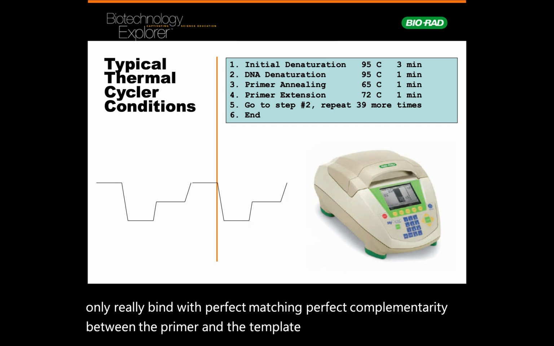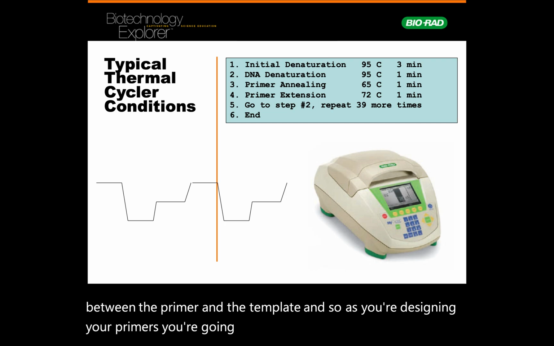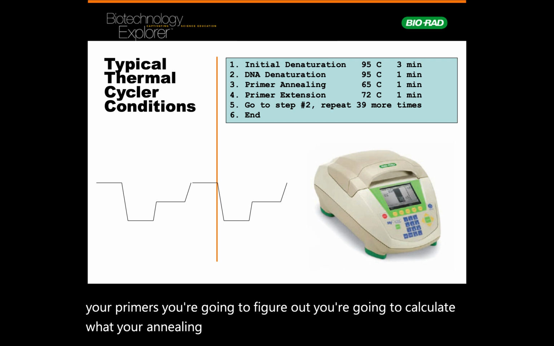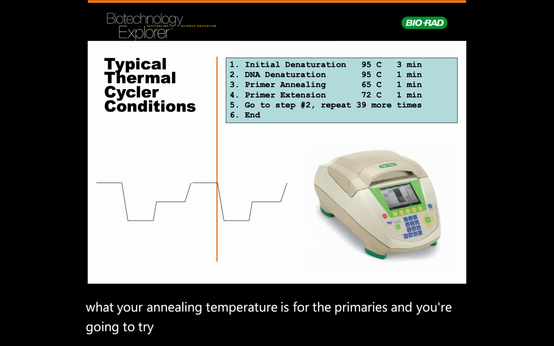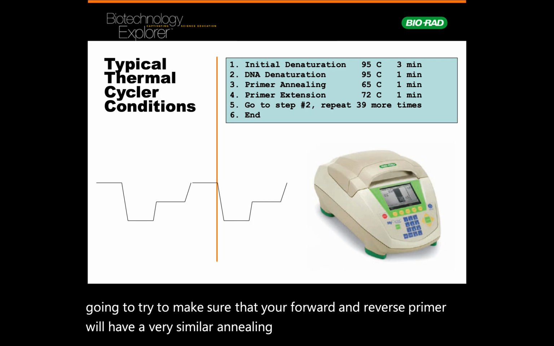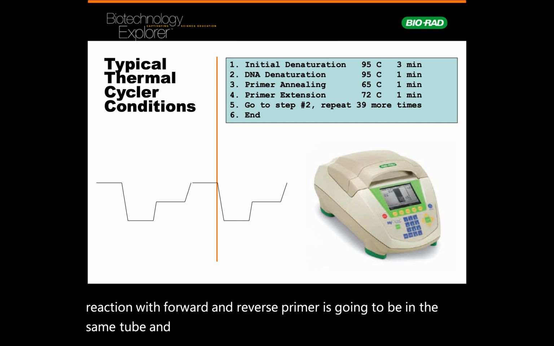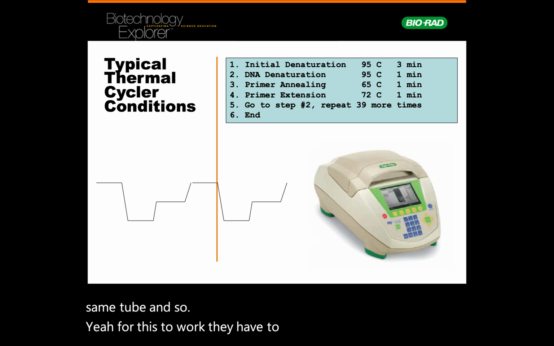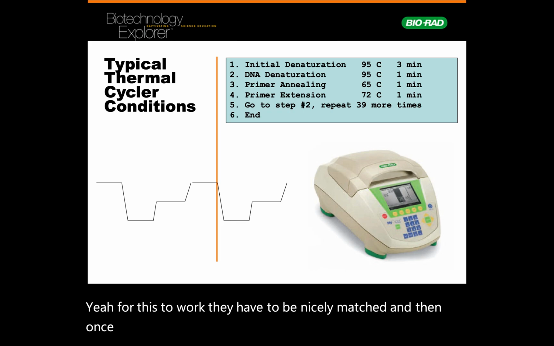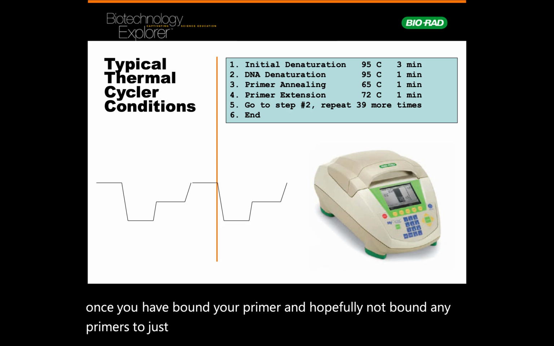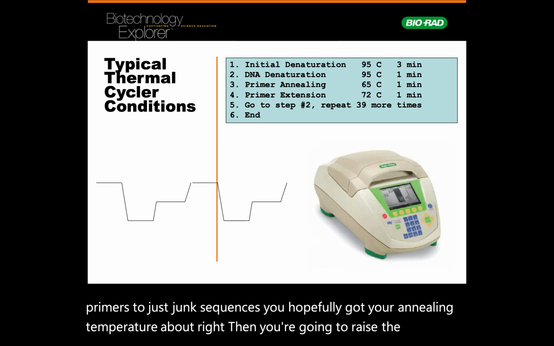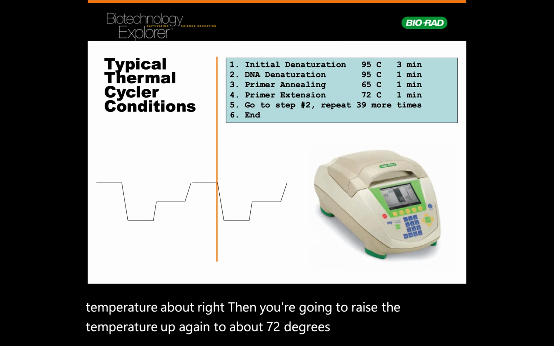And so as you're designing your primers, you're going to calculate what your annealing temperature is for the primers. And you're going to try to make sure that your forward and reverse primer will have a very similar annealing temperature, because the whole reaction with forward and reverse primer is going to be in the same tube. And so, yeah, for this to work, they have to be nicely matched. And then once you have bound your primer, and hopefully not bound any primers to just junk sequences, hopefully you've got your annealing temperature about right, then you're going to raise the temperature up again to about 72 degrees, and you're going to do your extension.